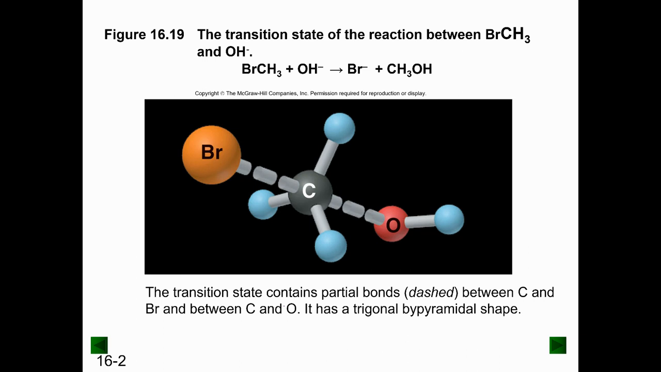Okay, so this is a reaction of BrCH3 plus hydroxide to make Br minus and methanol, CH3OH. This is showing that there's a transition state between products and reactants.